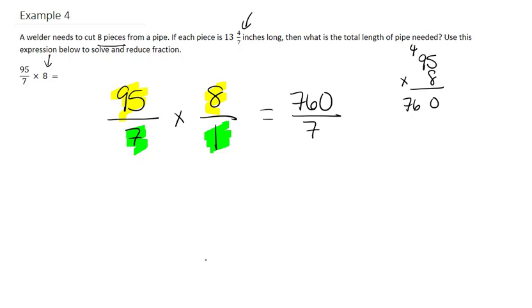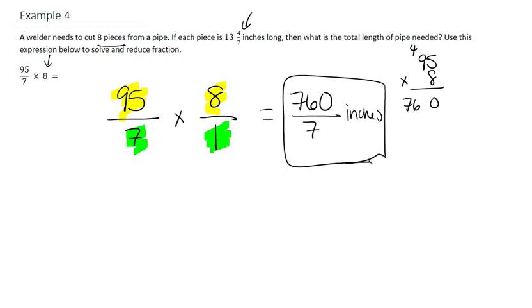Now, 7 is a prime number, and it can't go into 760 because 7 can go into 7, but the 7 can't go into 60 evenly. So we know this is its reduced fraction. So we would say this is our solution.